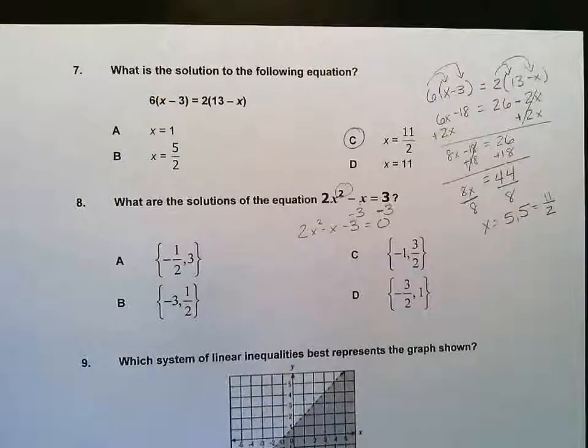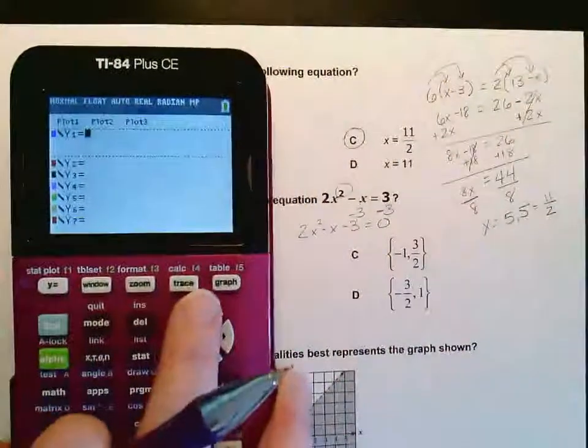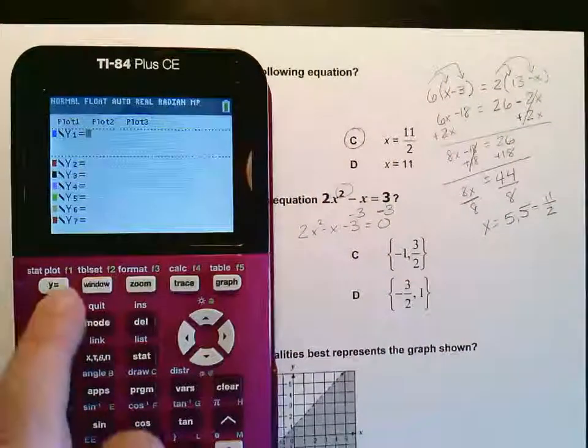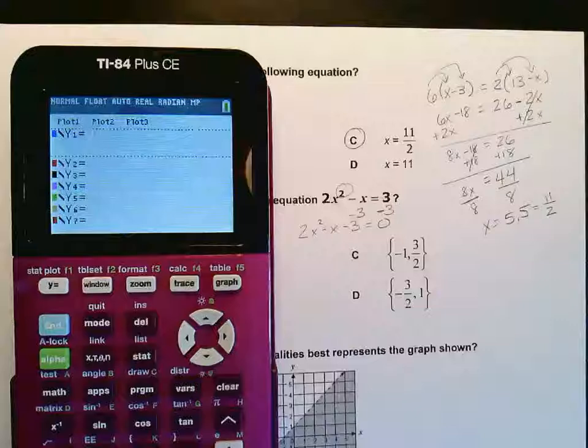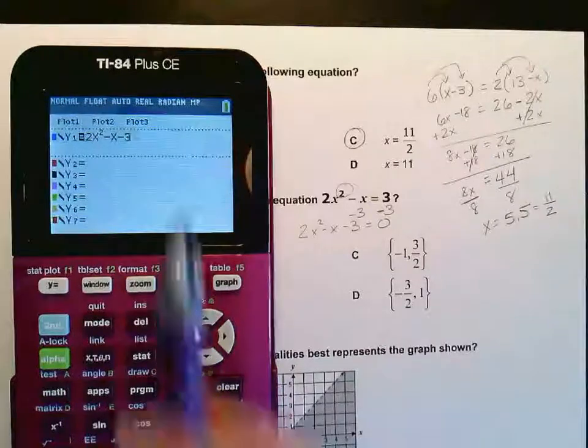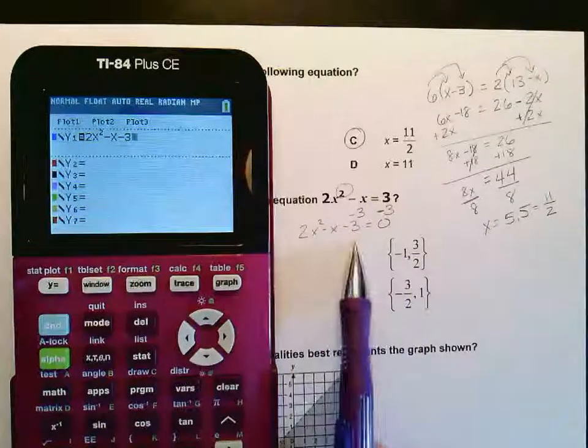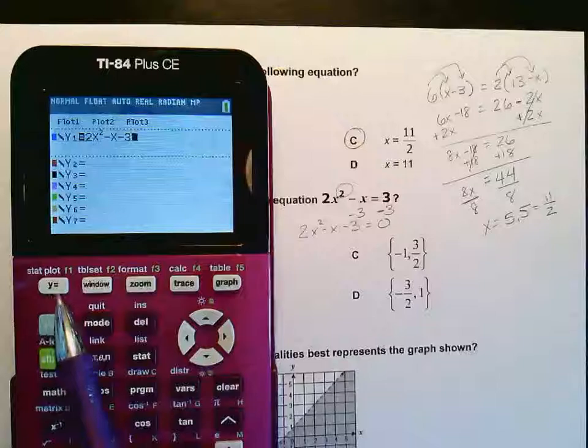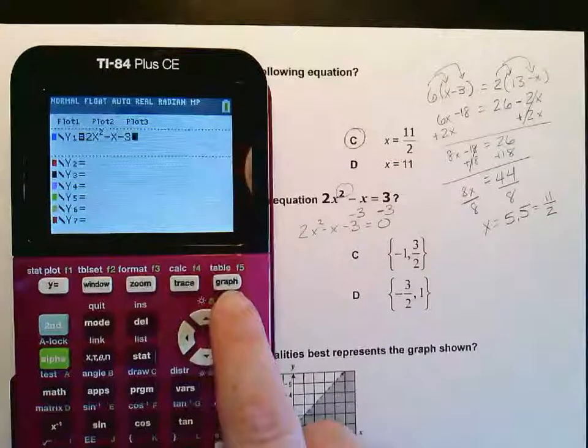But I am going to go to my graph, go to my calculator. I am going to press y equals. And I am going to type in 2x squared minus x minus 3. Exactly as it is in the equation, right in there into y equals. And now I'm going to look at the picture of the graph.